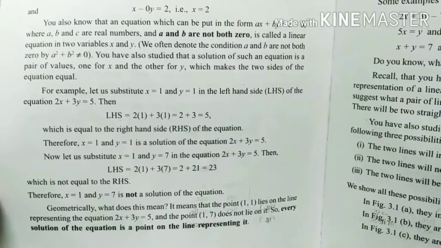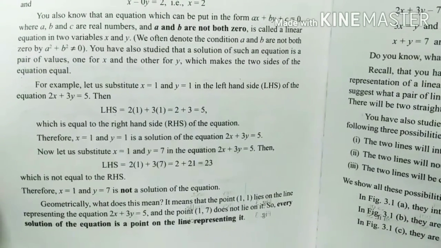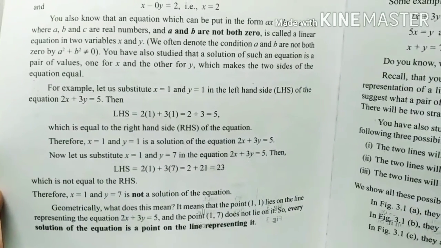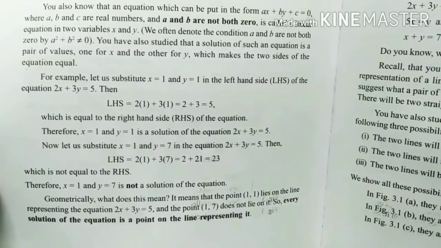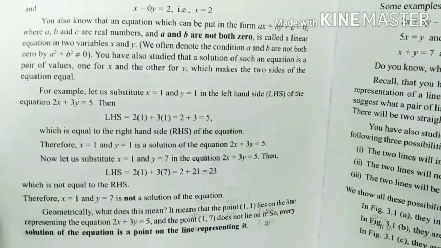Geometrically, what does this mean? It means that the point (1, 1) lies on the line representing the equation 2x plus 3y equals 5, and the point (1, 7) does not lie on it. So every solution of an equation is a point on the line representing it.